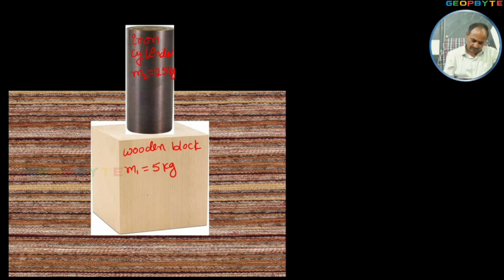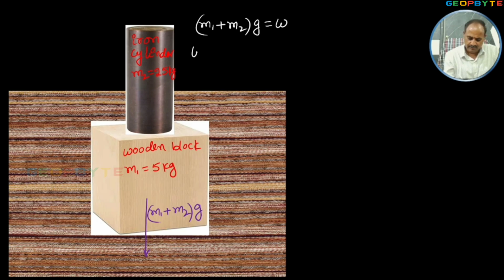Then the weight of the wooden block and the weight of the cylinder both are acting vertically downwards. That is equal to M1 plus M2 into g. That is the total weight on the floor. That weight equals M1 plus M2, 5 plus 25, into g, 9.8, because it is not given. Generally it is 9.8. It is equal to 294 newtons.